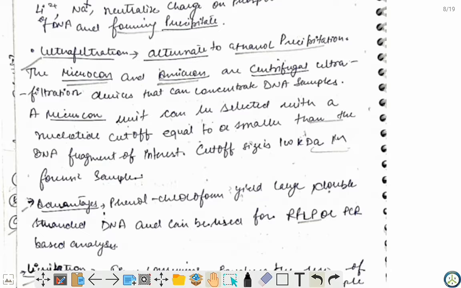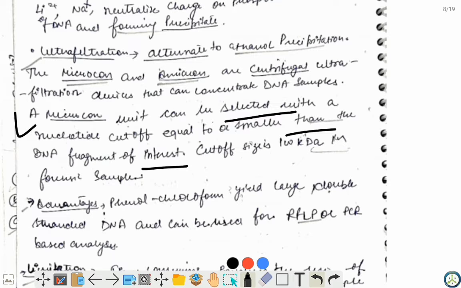For the second method, ultrafiltration, it includes ultracentrifugation methods. We have two instruments: one is the Microcon, second is the Amicon, which are centrifugation ultrafiltration devices that can concentrate the DNA samples. Clear? These are selected by nucleotide cutoff. The Microcon unit can be selected with a nucleotide cutoff equal to or smaller than the DNA fragment of interest. So these are the instruments which we use in ultrafiltration.